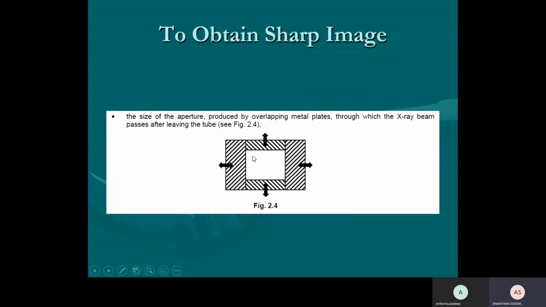Passes after leaving the tube. Okay, the size of the aperture. This is the aperture size. The size of the anode can be made smaller by using the aperture.